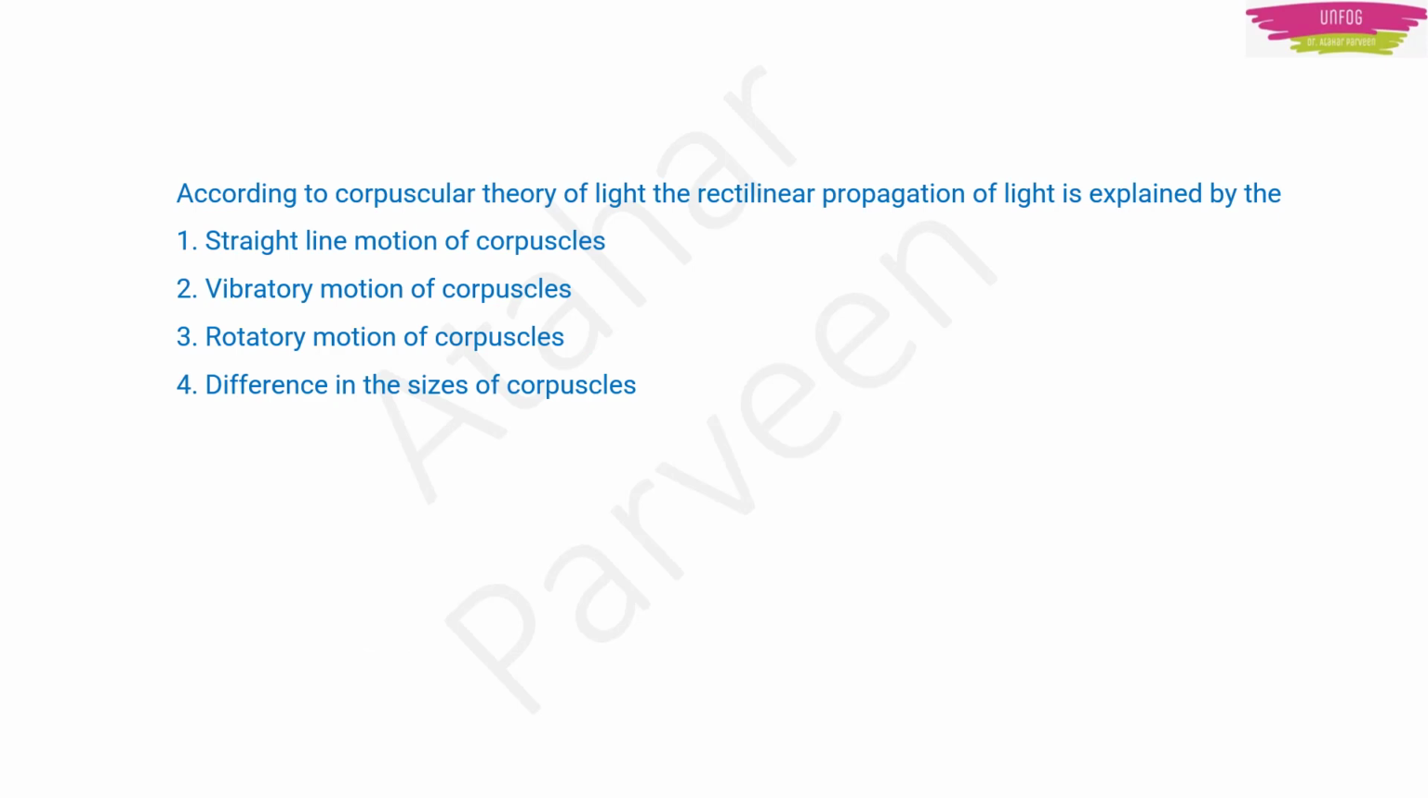Now, an assignment question for you all. You have to answer the question according to the corpuscular theory of light. The rectilinear propagation of light is explained by, and the 4 options are there. You have to give me the answers in the comment section.